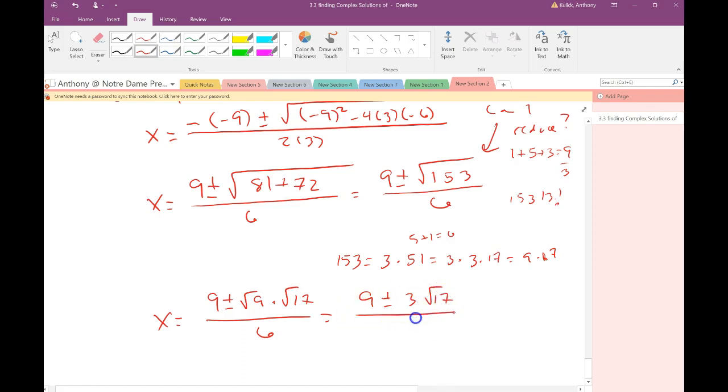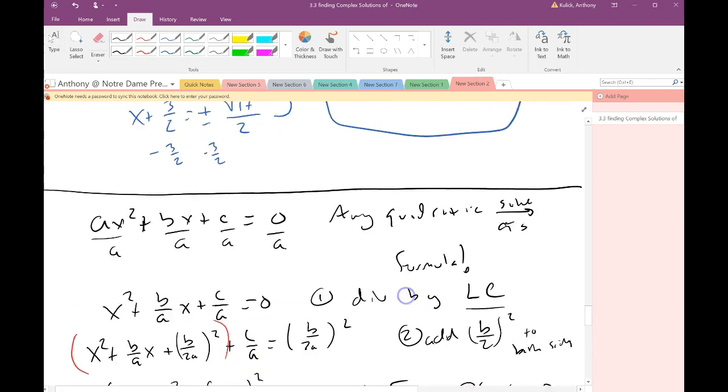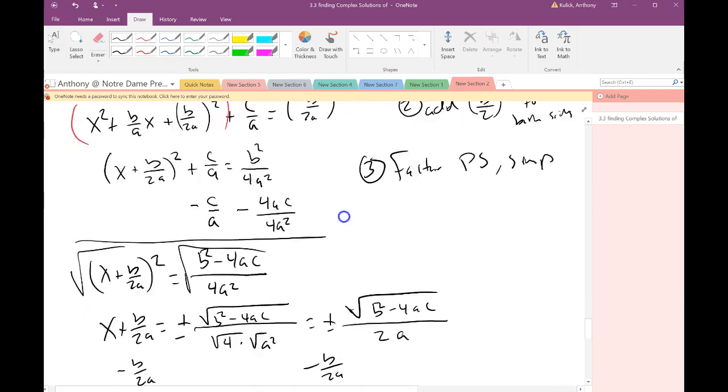So I simplify this and I have 9 plus or minus 3 square root of 17 all over 6. And I notice now that 9, 3, and 6 all have a 3 in common. So if I divide each of them by 3, I can reduce this entire fraction, which, if you look, was the same answer that we got here. Whoa! It works.